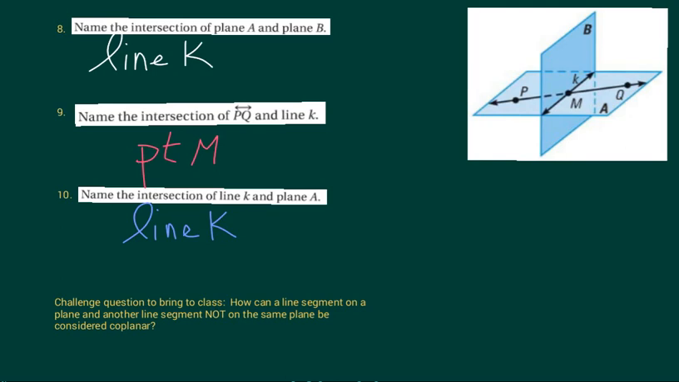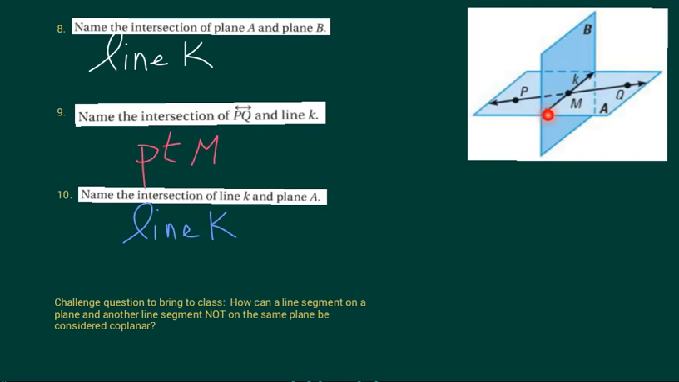So the next one, number 9, the intersection of PQ. So line PQ is also here on this flat surface, and line K, where those 2 intersect, is right there at this one point, and that is point M. The name of the intersection of line K and plane A: think of the binding again of this textbook, if it's splayed out like this. Line K is on plane A, so every single point along that line is going to be an intersection point that they have in common. Think of intersection as something they have in common. So it would be the whole entire line K again.